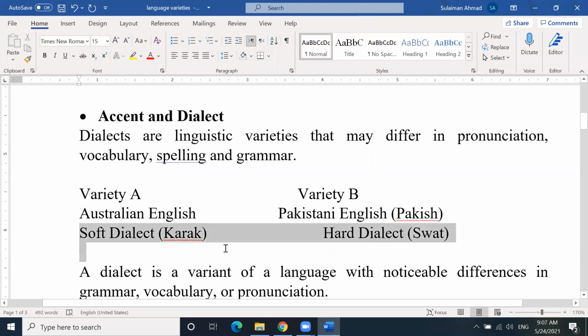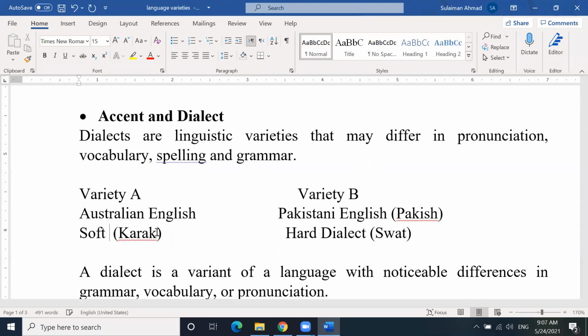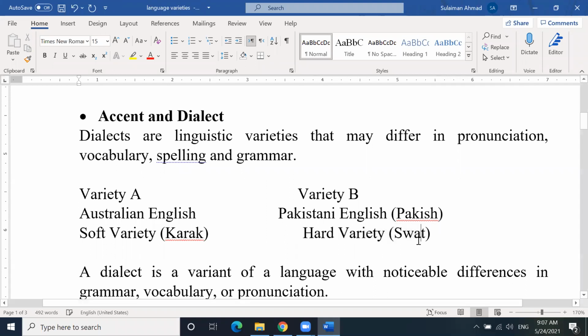Let's talk about the dialect and accent of Pashto, right? The Pashto language has got two basic varieties. Remember, just as English has got British English and American English, in the same way Pashto language has got two major varieties: hard dialect or hard variety and soft variety. The hard variety is the one which is spoken in Peshawar, Swat, Malakand, even Dir. These are the hard varieties of Pashto.